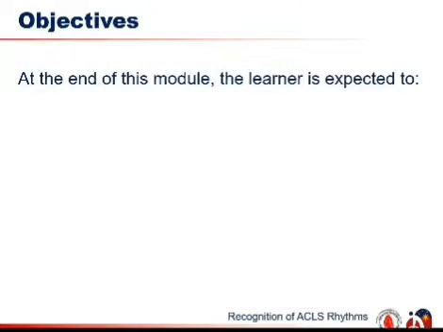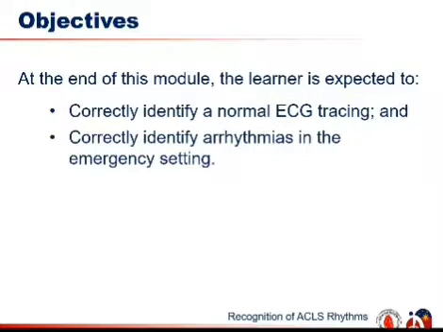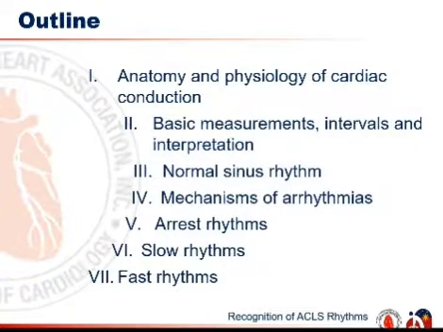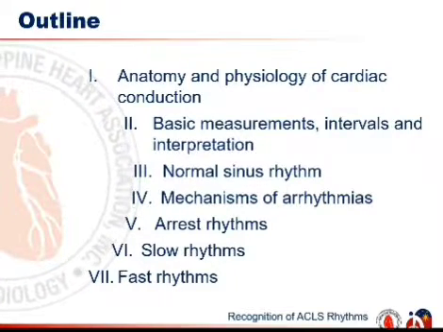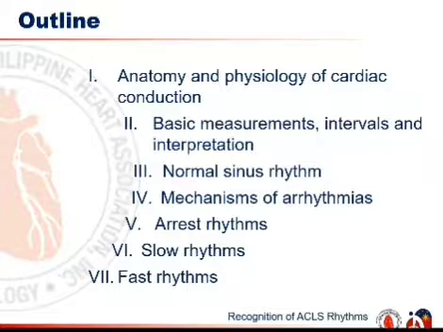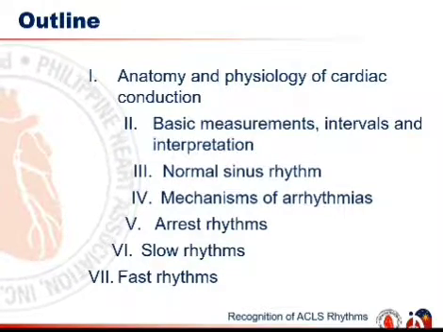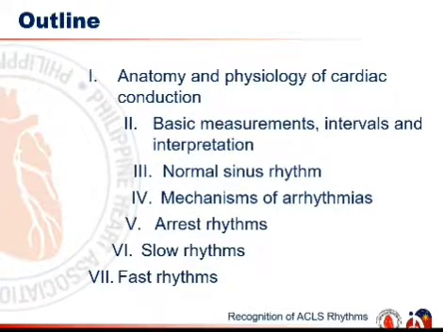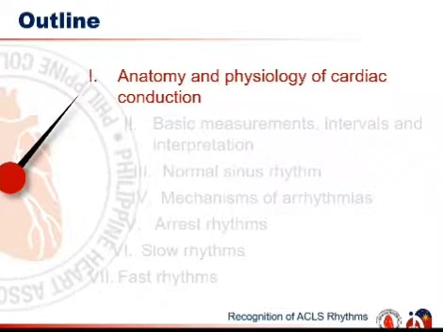At the end of this module, you are expected to be able to correctly identify a normal ECG tracing and to correctly identify arrhythmias in the emergency setting. In this module, we will brush on your knowledge on anatomy and physiology of cardiac conduction. We will go through basic measurements, intervals, and interpretation of a normal ECG. We will also briefly discuss common mechanisms of arrhythmia and identify ACLS rhythms such as arrest rhythms as well as slow and fast rhythms. Now let's brush on your knowledge in basic cardiac anatomy and physiology.